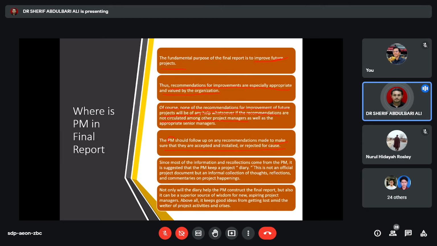Most of the information regulations from the project manager suggest that the project manager keep a project log. This is considered a diary.